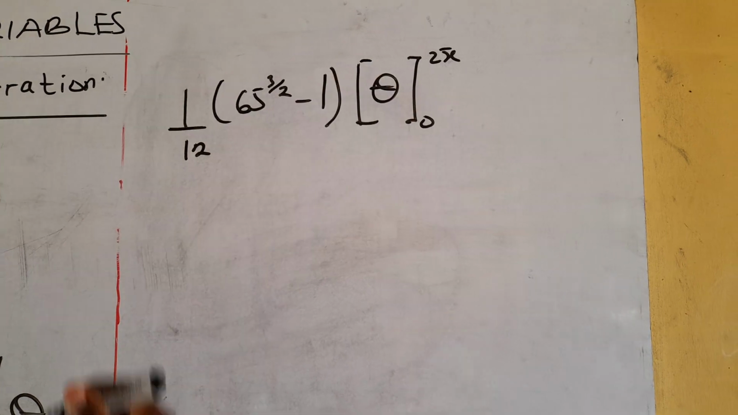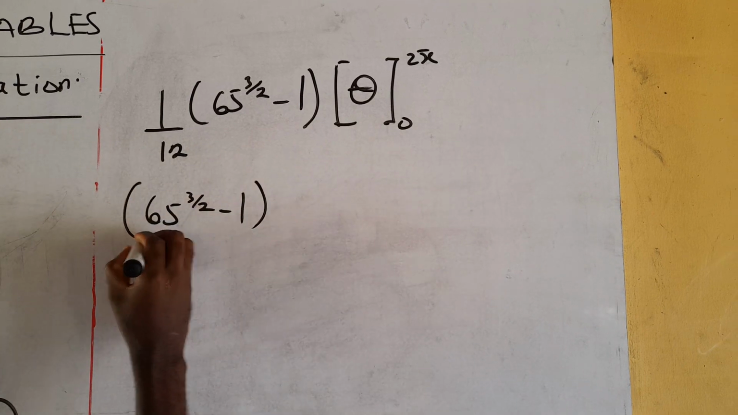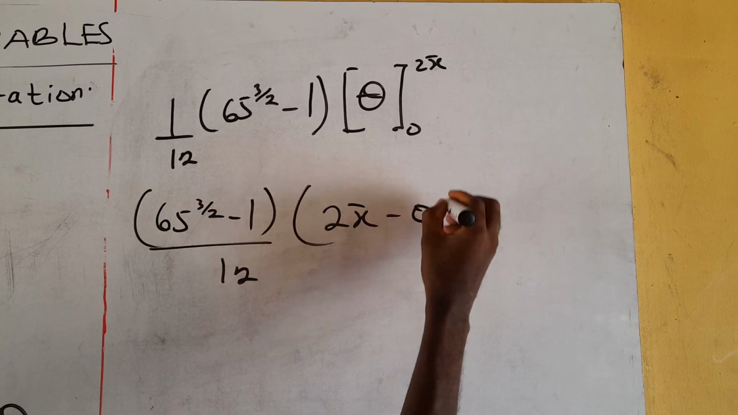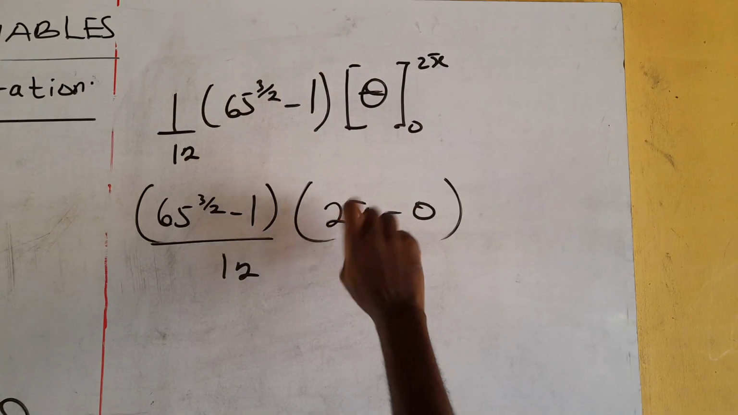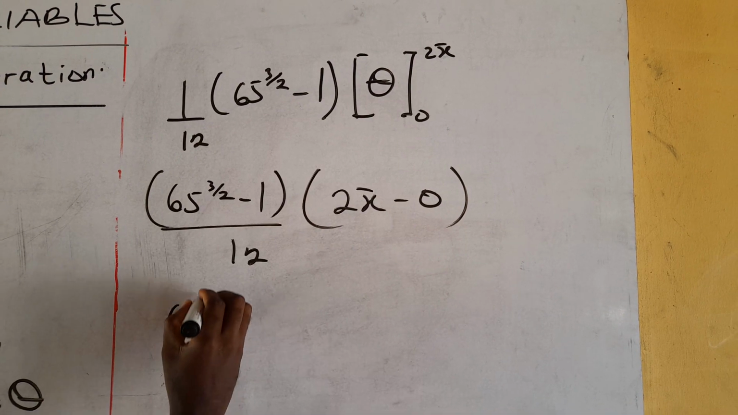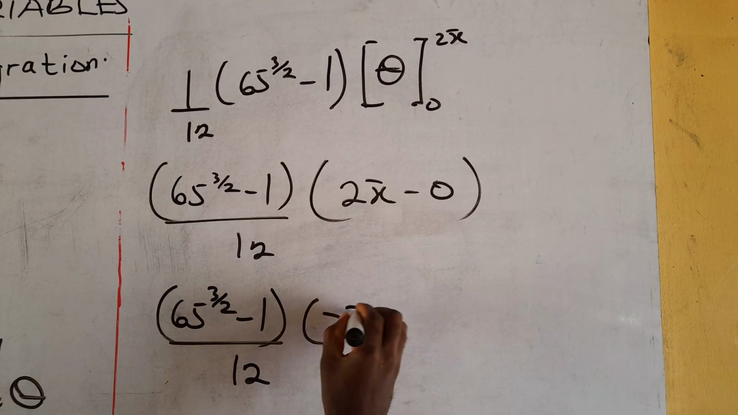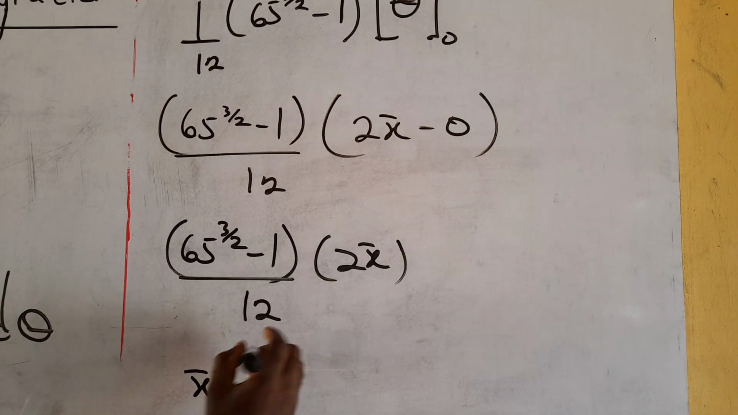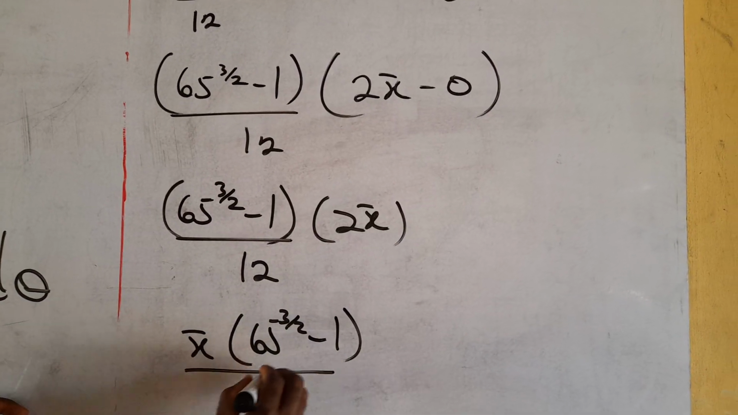So we now substitute that. So we have 65 exponent 3 over 2 minus 1 all over 12. Then 2 pi minus 0. Remember how to substitute. In place of theta, we put 2 pi minus 0. I hope you know how to solve finite integrations. So I have 65 exponent 3 over 2 minus 1 all over 12 times 2 pi. So 2 going into 12 is 6 times. So we can say pi into bracket 65 exponent 3 over 2 minus 1 all over 6.